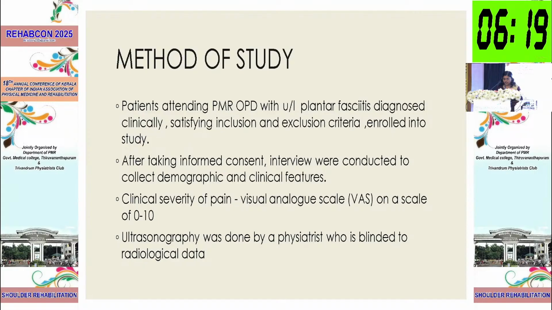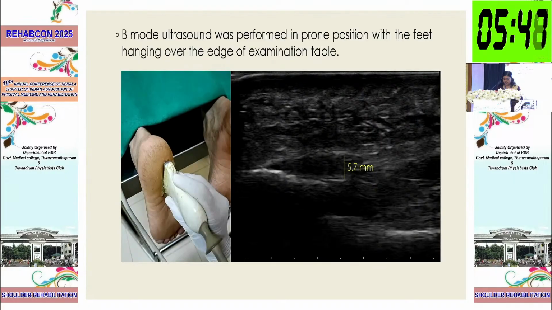Patients attending PMR OPD with unilateral plantar fasciitis diagnosed clinically and satisfying inclusion and exclusion criteria were enrolled into the study. After taking informed consent, an interview was conducted to collect demographic and clinical features. Clinical severity of pain was assessed using a visual analog scale of 0 to 10. Ultrasonography was done by a physiatrist who is blinded to radiological data. B-mode ultrasound was performed in prone position with the feet hanging over the edge of the examination table.